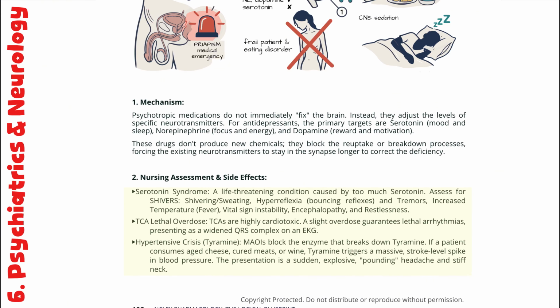A TCA overdose is cardiotoxic. Look for a widened QRS on the EKG. And MAOIs bring the tyramine trap. Aged cheese, cured meats, wine, a sudden pounding headache, and a stiff neck are the tell.